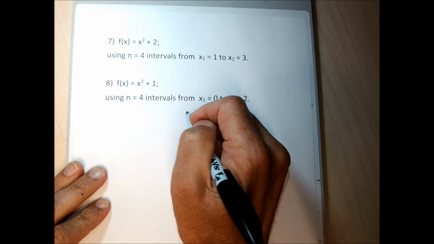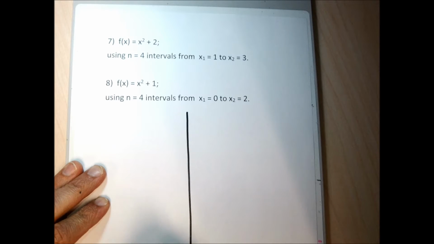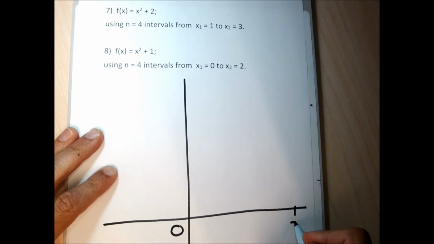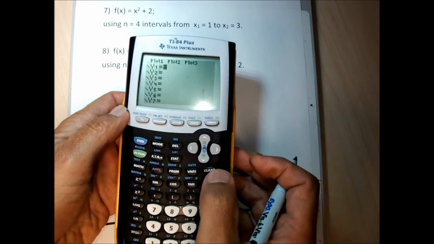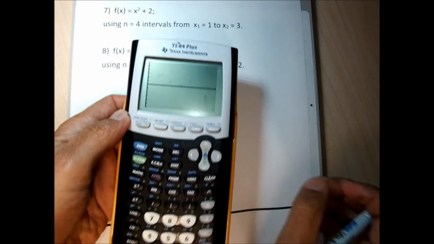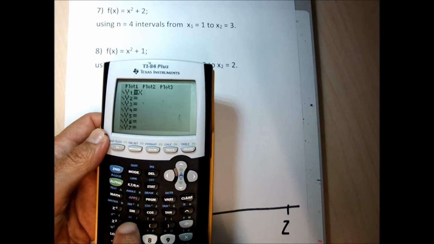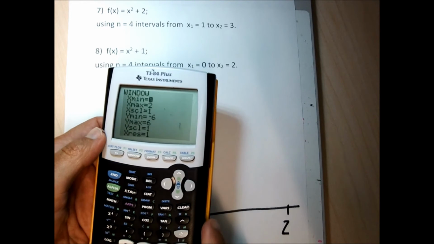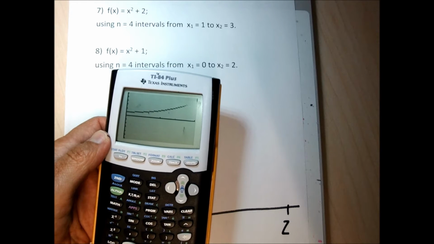So step 1, make a graph using your calculator. The only numbers I'm going to put on the x-axis for now are 0 and 2. And again, I'm going to have to clear this function out, graph a blank screen, and then I can re-enter it. So y equals x squared plus 1, window, x min 0, x max 2. That same window is going to work because it's the same graph.